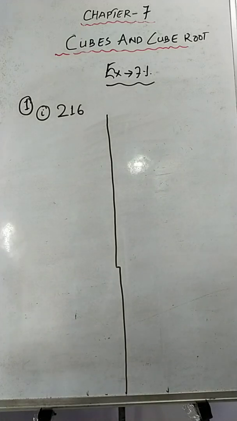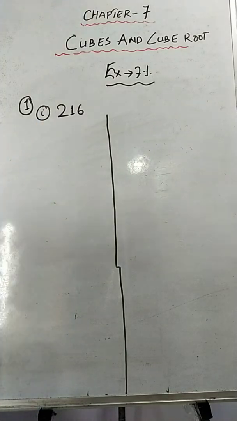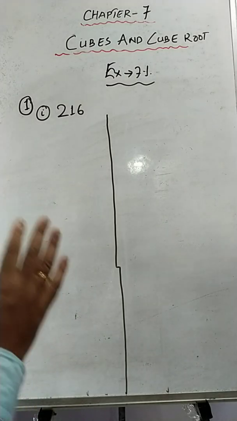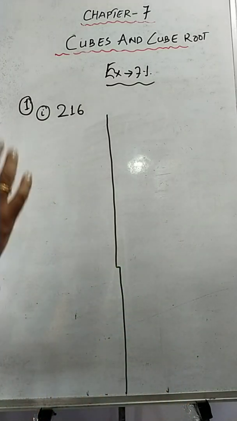Students, from today onwards we'll start a new chapter, that is chapter 7, cubes and cube root. We'll start with exercise 7.1. The first question is, which of the following numbers are not a perfect cube? There are altogether 5 sums given, so you have to find out which numbers are not a perfect cube. So how to find it out?